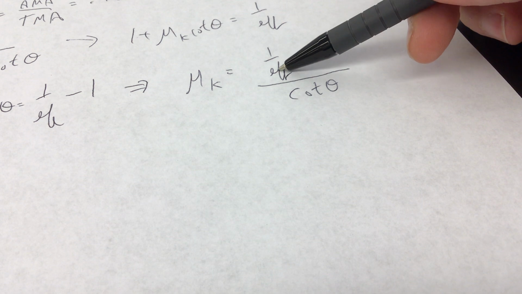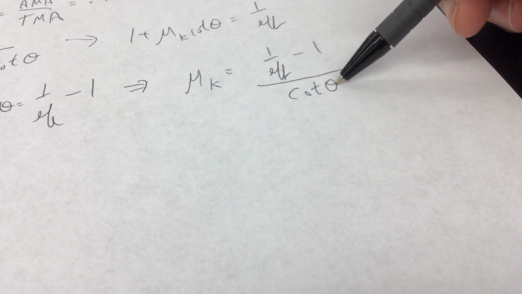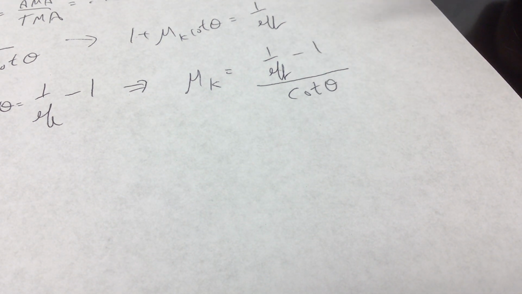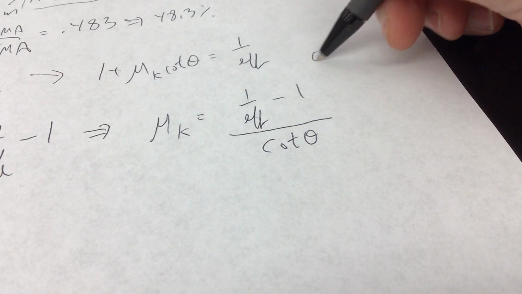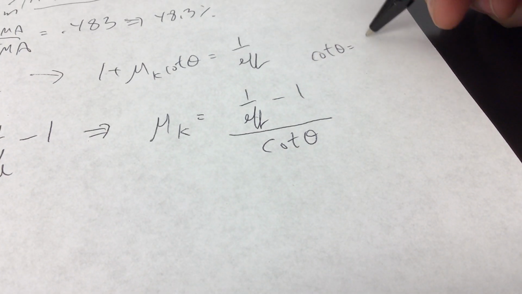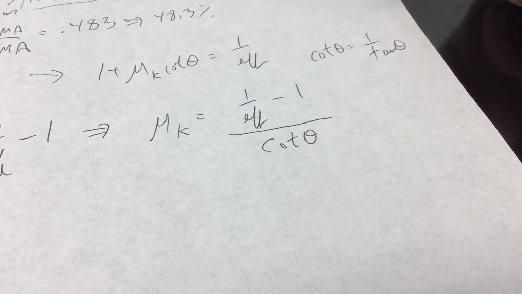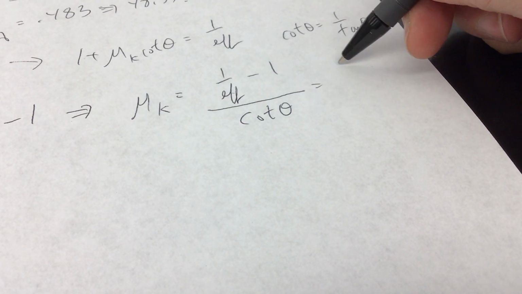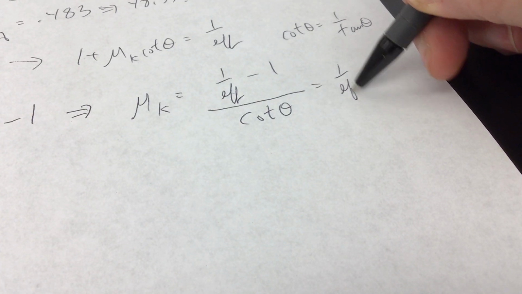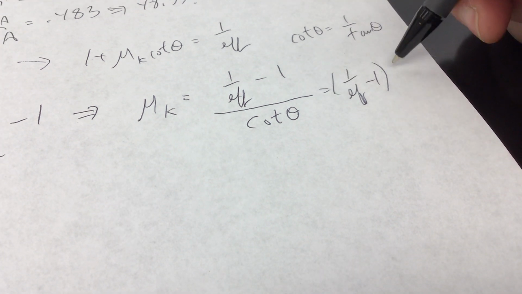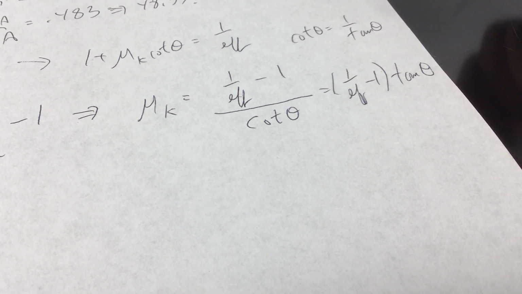Now what we can do is start plugging in data. I know what the efficiency is. Oh, wait a minute. I don't know what the angle is. And what is the thing with cotangent? Cotangent is 1 over tangent of theta. So we can actually rewrite this as 1 over efficiency minus 1 times tangent of theta. All we have to do is find theta.